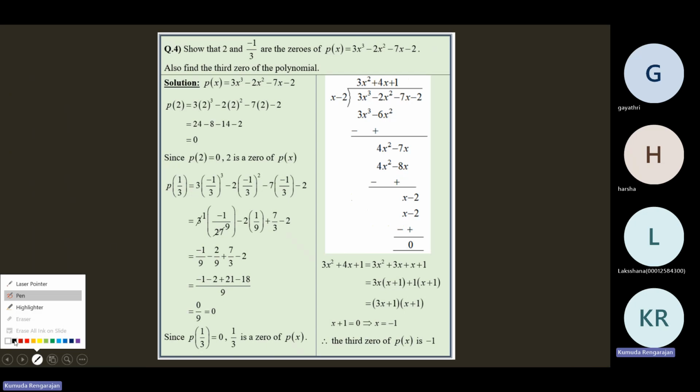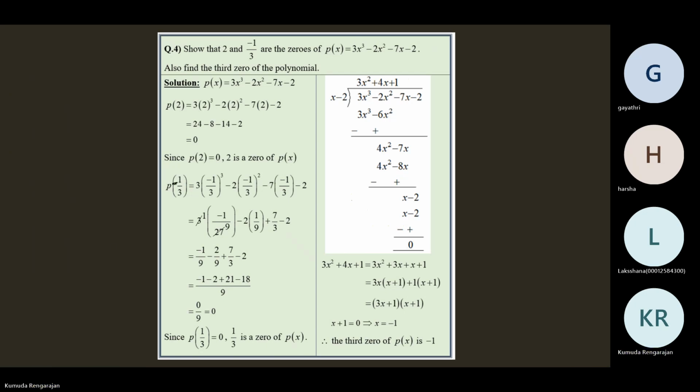This is P of minus 1 by 3, children. All right, so what's P of minus 1 by 3? Again, in P of x, in place of x, you'll have to use minus 1 by 3. And when we work that, see, minus 1 by 3, the whole cubed. Minus 1 by 3, the whole cube is minus 1 by 27. Because minus into minus plus, plus into minus minus, minus 1 by 27. But here, minus 1 by 3 into minus 1 by 3 is plus 1 by 9.